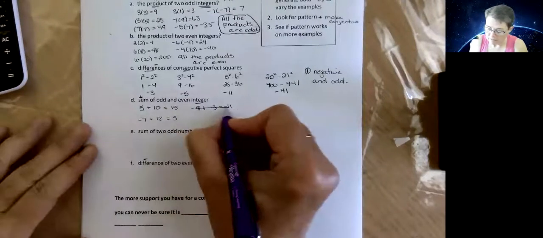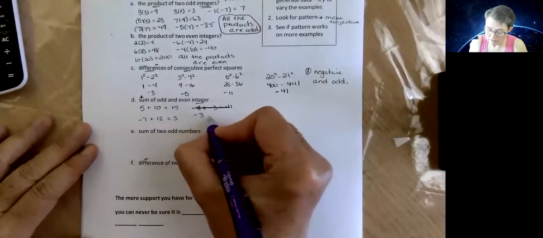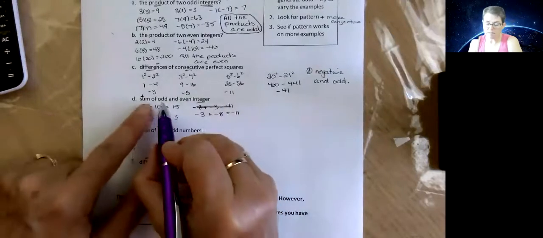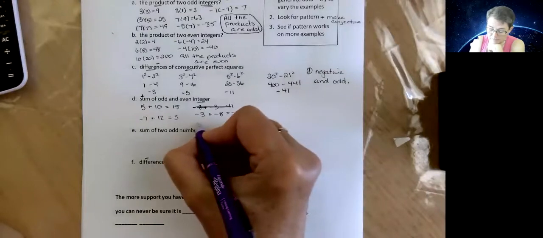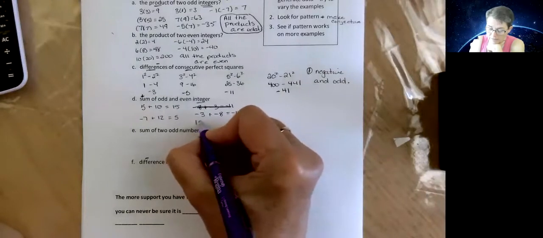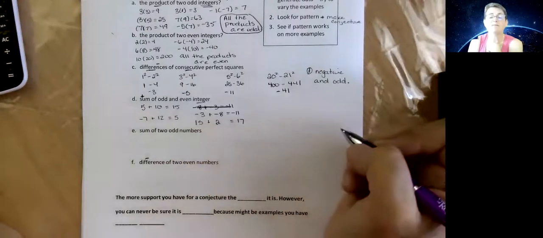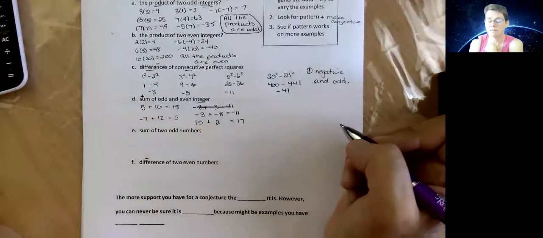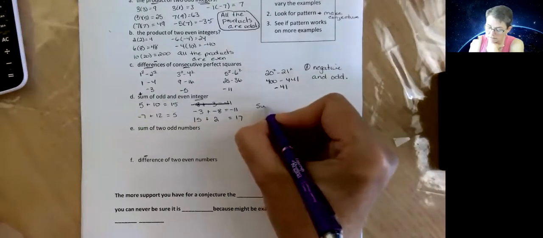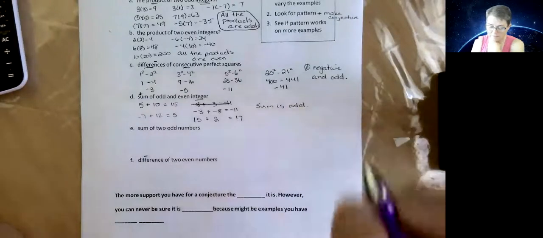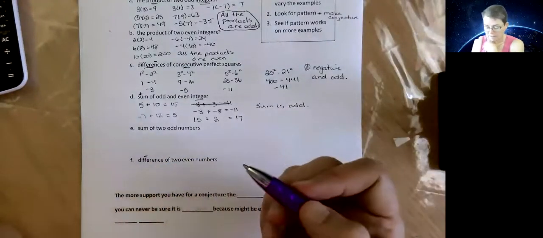But you know what? I don't like this example. Minus 3 plus minus 8. I know it's the same thing, but it said to add an odd and an even, so let's do it in the order it said. What else can we do? 15 plus 2 is 17. We got enough? You guys make a conjecture. Sum is odd. Done.